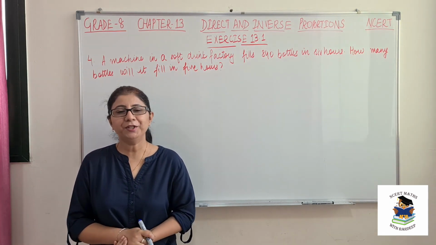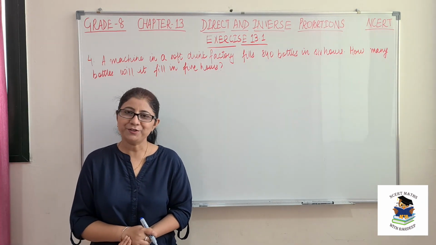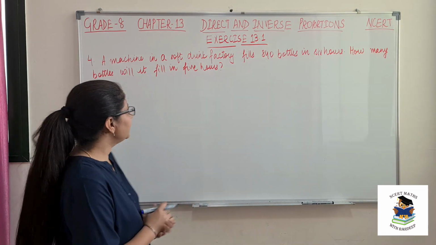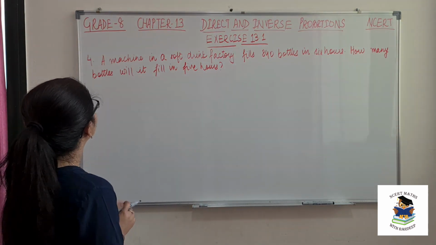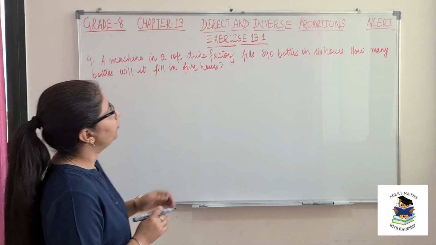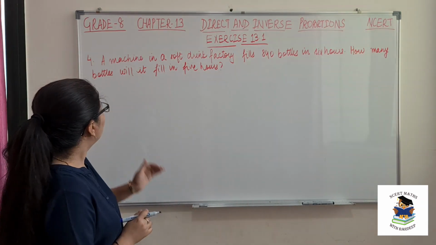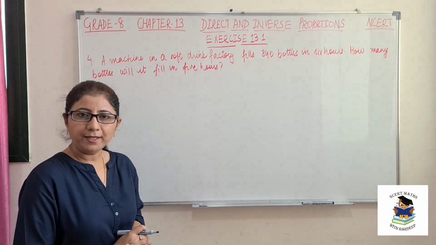Today we are continuing our exercise 13.1 of chapter 13, that is direct and inverse proportions. So let's see our fourth question. A machine in a soft drink factory fills 840 bottles in 6 hours. How many bottles will it fill in 5 hours?